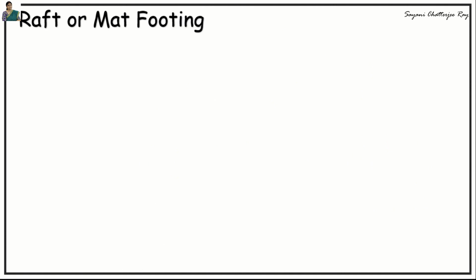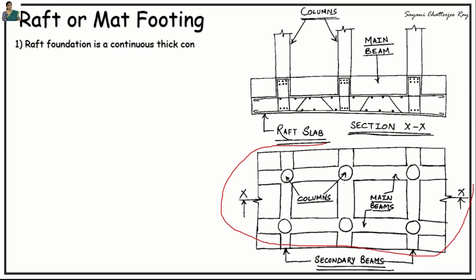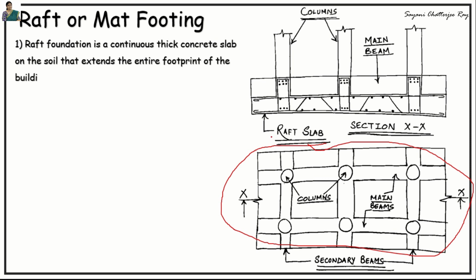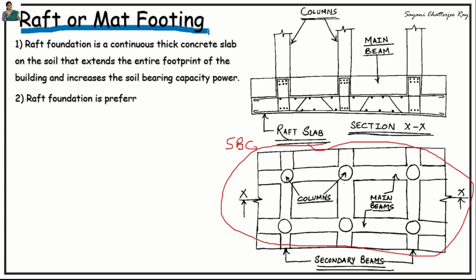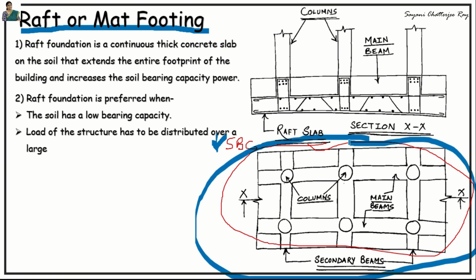The fourth type of shallow foundation is raft or mat footing. So first of all, we will see the diagram of this raft footing or mat footing. Now this raft or mat footing is basically a continuous thick concrete slab on the soil that extends the entire footprint of the building, and it increases the SBC or the soil bearing capacity of the soil. Now we will see where this raft or mat foundation is generally used. So raft foundation is generally preferred when the soil bearing capacity is very low, when the load on the structure has to be distributed over a larger area, as you can see in this diagram.